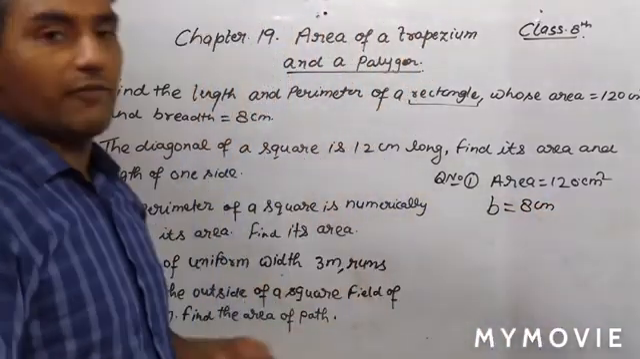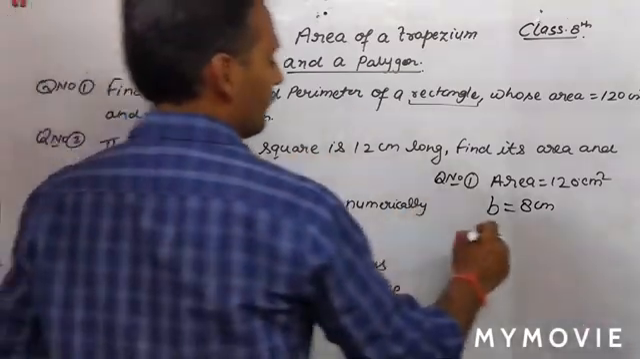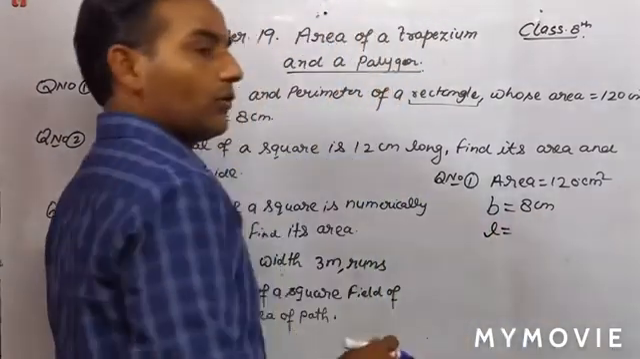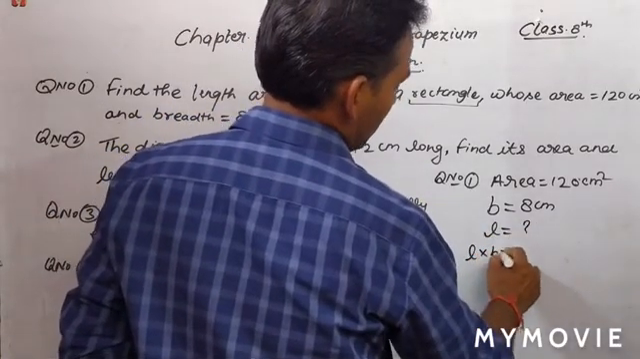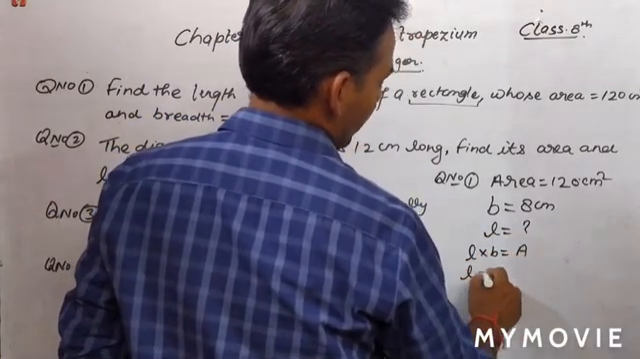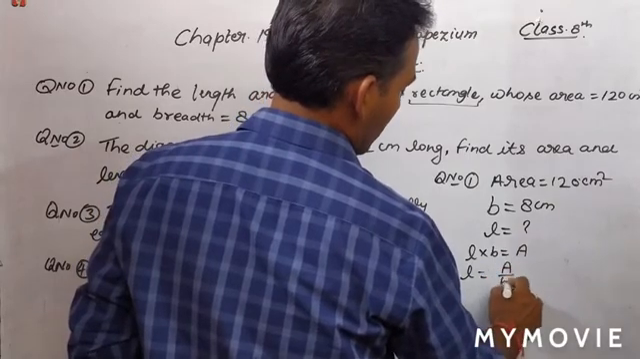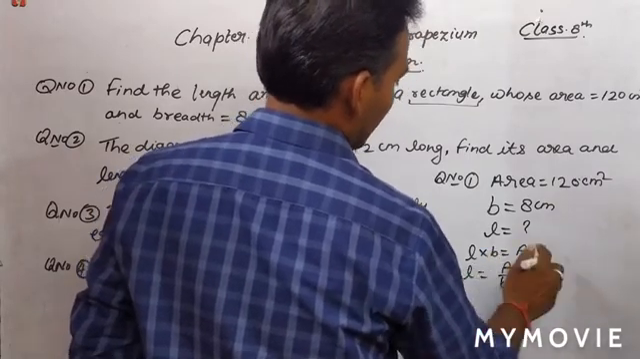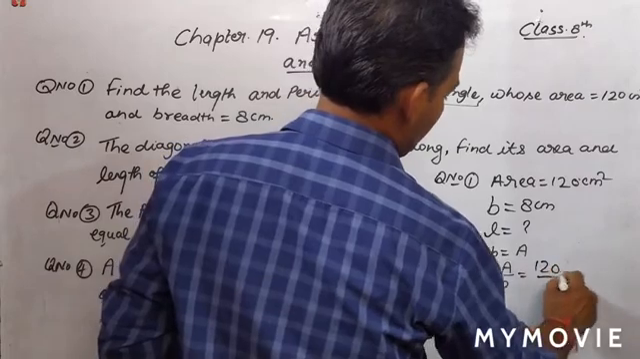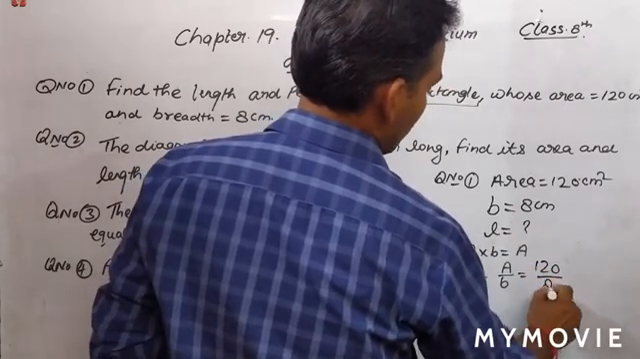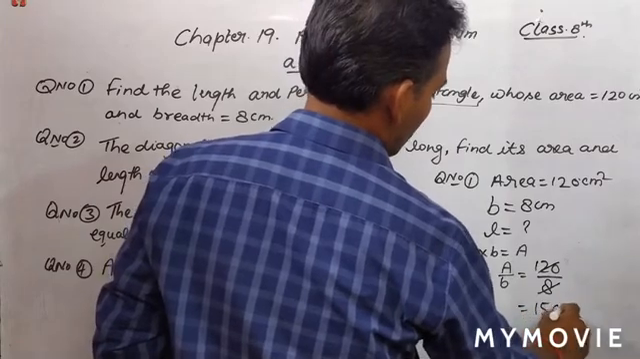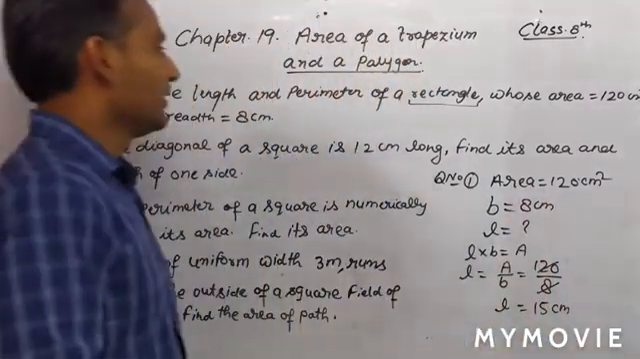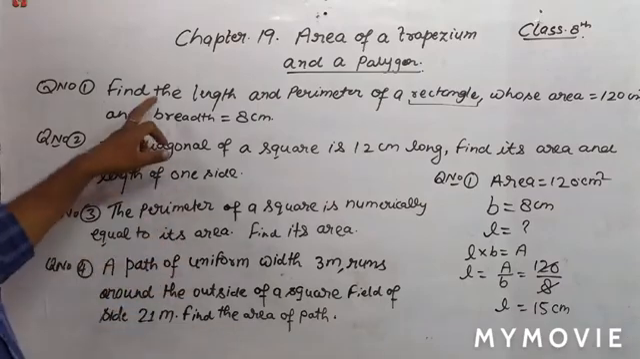If area is given, breadth is given, we can find what? Length. We all know length into breadth is equal to area. So length is equal to area upon breadth we can write, and area is 120 centimeter square. Breadth is 8 centimeter. So 8 1 is 8, 8 5 is 40, that is 15 centimeter is length, and we have to find the length.